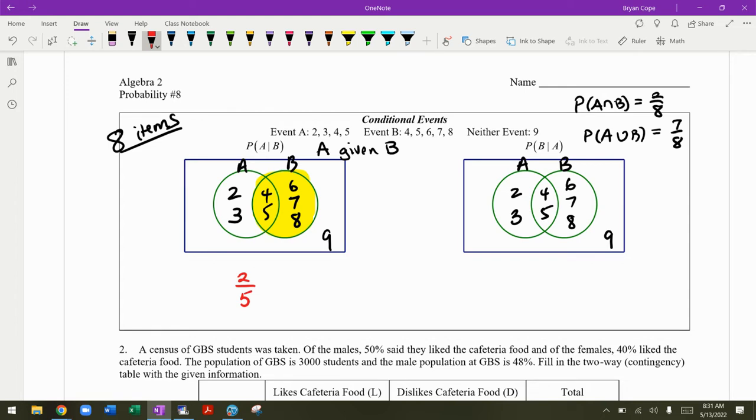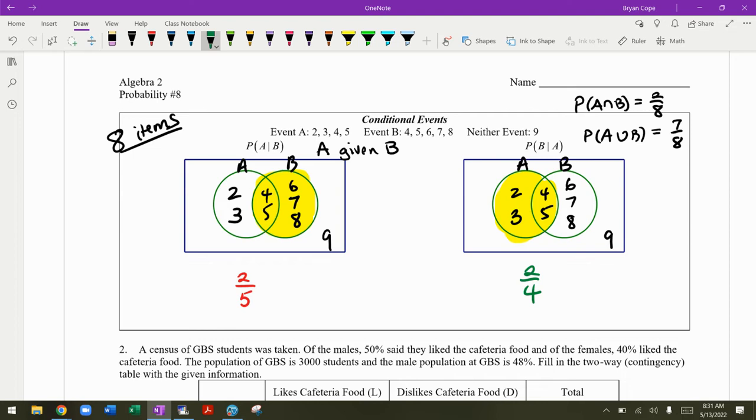Yeah, that thing means given. That means like A given B. Or what's the probability of being in A knowing that you're already in B? So B becomes the sample space. So it's like we're shrinking the sample space. So let's do that right now. What is the probability of B given A? Good job, 2/4. You got it. Because of the things in A, how many of them are also in B? So it's 2/4 for that answer.